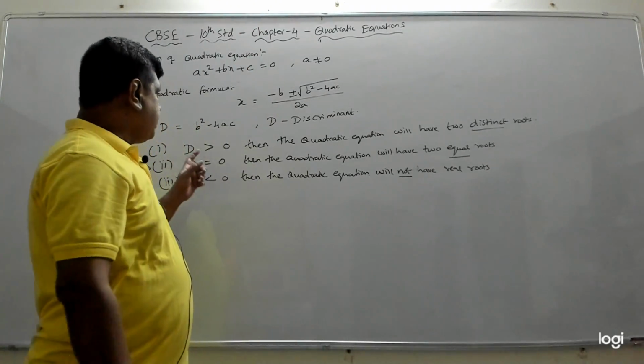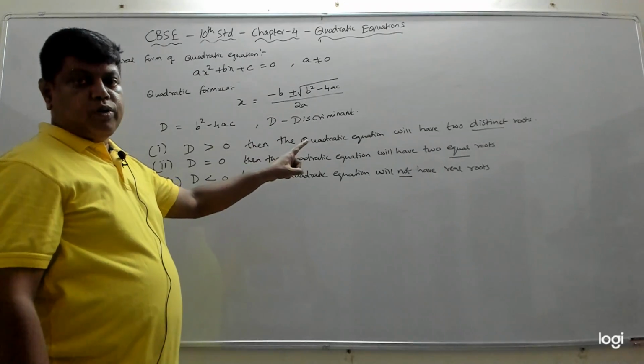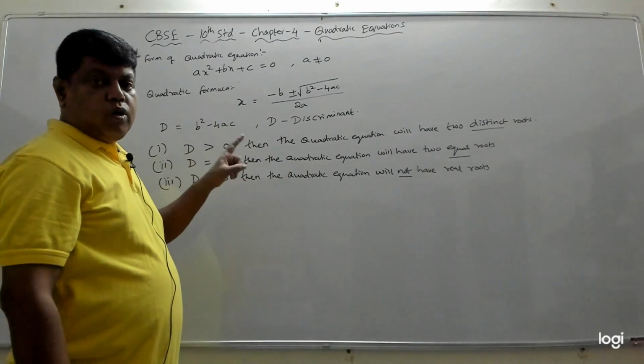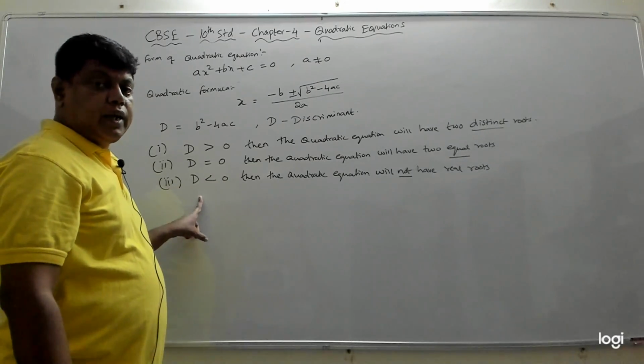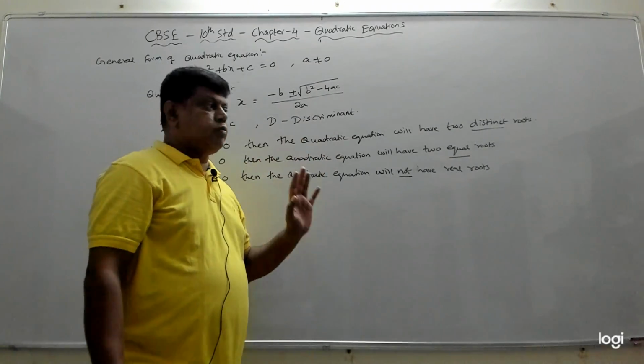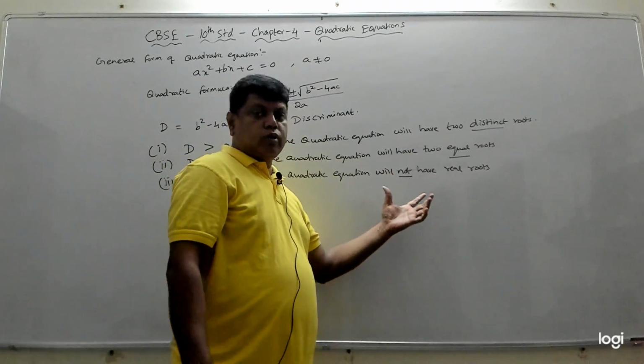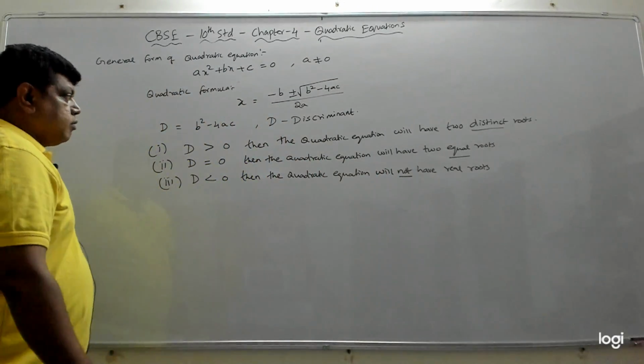So when D is greater than 0, you will have two distinct roots. If D is equal to 0, two equal roots. If D is less than 0, which means D is negative, you will have no real roots.